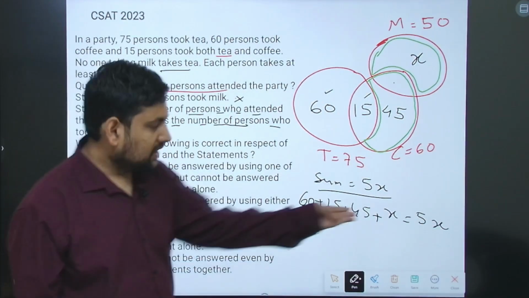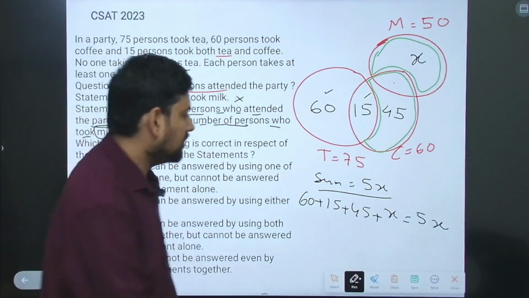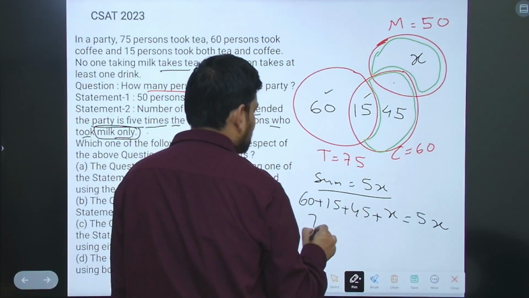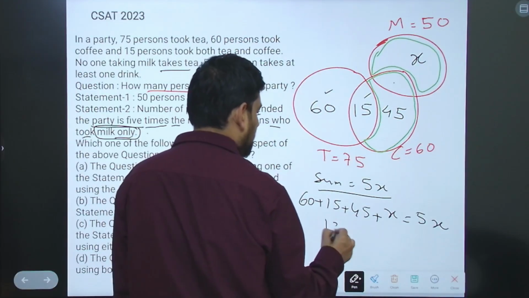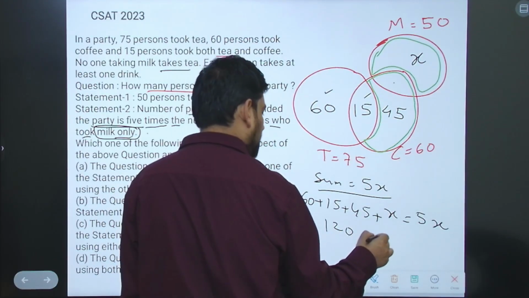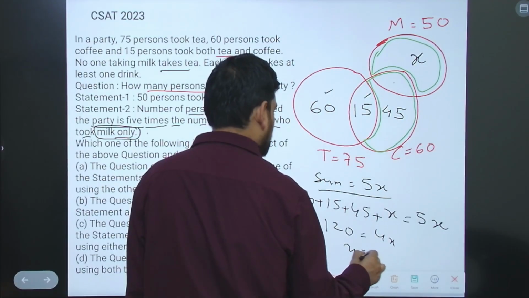That's it. It's a single variable equation, can be easily solved. What you are getting does not matter actually. 75 plus 45, this will come out to be 120, and 5x minus x is 4x. So x will come out to be 30.